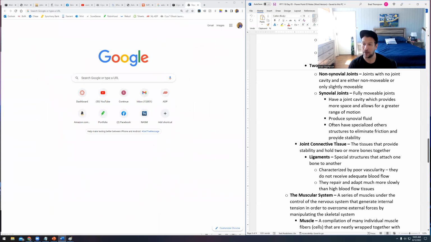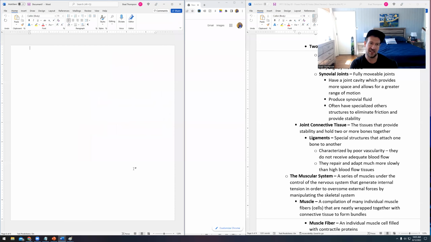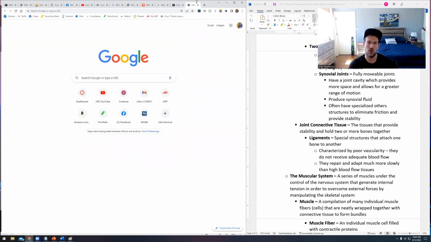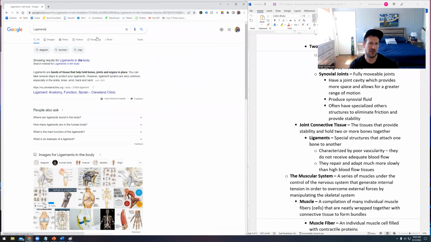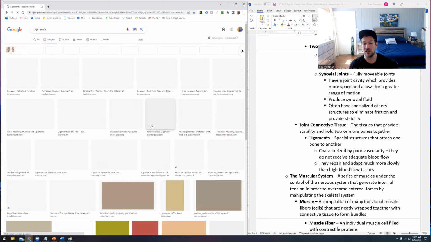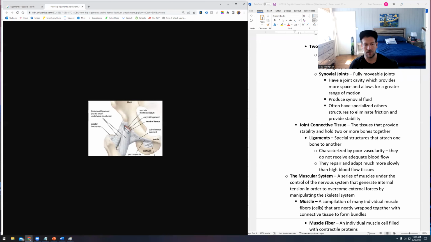are our ligaments. So our joint connective tissue is providing stability so that these bones can stay connected. So that's actually what a ligament is, right? So let's just go ligaments. Ligaments are what attach one bone to another. So here's our femur, for instance, right here, and then there's our pelvis right there.